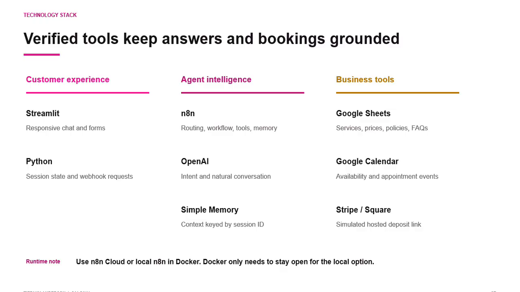For the tech stack, I did use Streamlit and I created the Streamlit using Python. For the AI, I use N8N, OpenAI, and Simple Memory. For the business tools, I did Google Sheets, Google Calendar, and then of course Stripe or Square can be added. For this video, it's not on there just for privacy purposes. And this can be opened in a Docker, but honestly, I use the VS Code to open my Streamlit user interface.